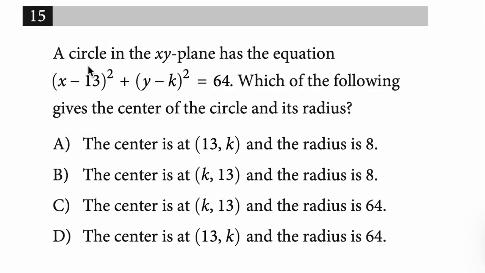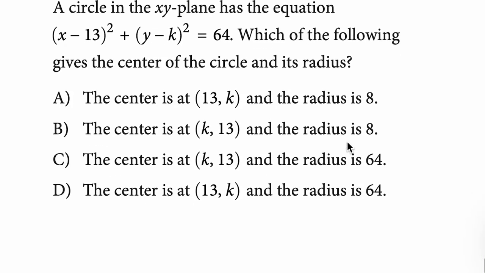Question number 15. A circle in the xy plane has equation (x minus 13) whole squared plus (y minus k) whole squared is equal to 64. Which of the following gives the center of the circle and its radius? So we have to find the center coordinates and radius.